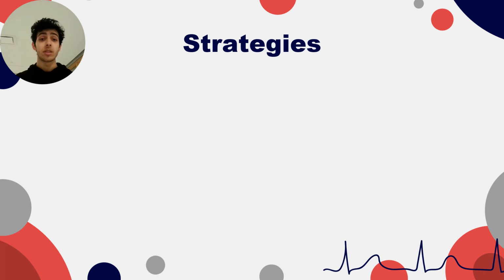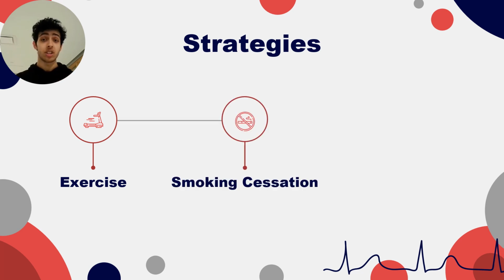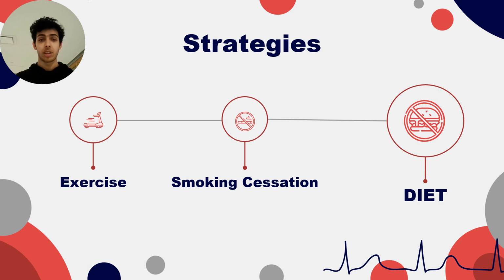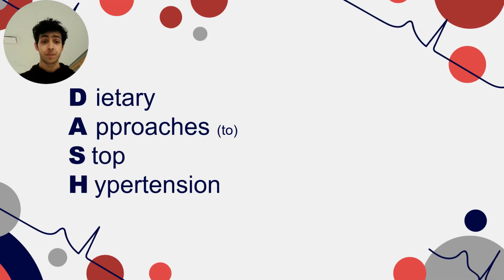The main rehabilitation strategy tackled those modifiable risk factors that we mentioned earlier. Exercise is very good for the heart, smoking cessation is highly recommended for those who do smoke, and finally, diet plays a major role in hypertension. And there are many rehabilitation strategies around improving one's diets.